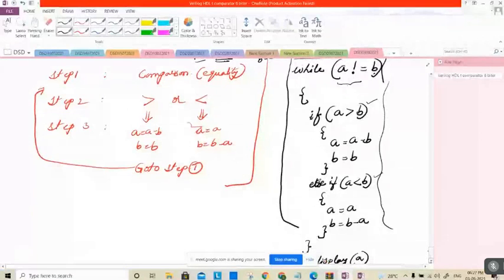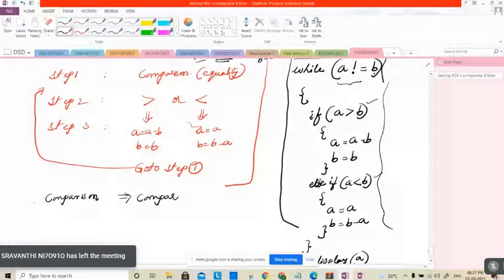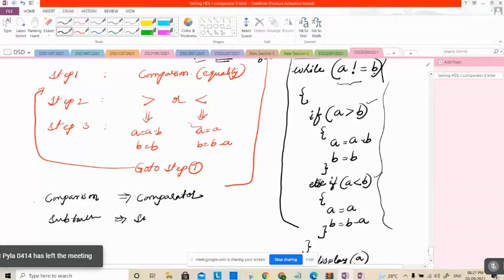Now what is happening in this? Comparison is happening here. In the sense, we require a comparator. Subtraction is taking place, so we need a subtractor.